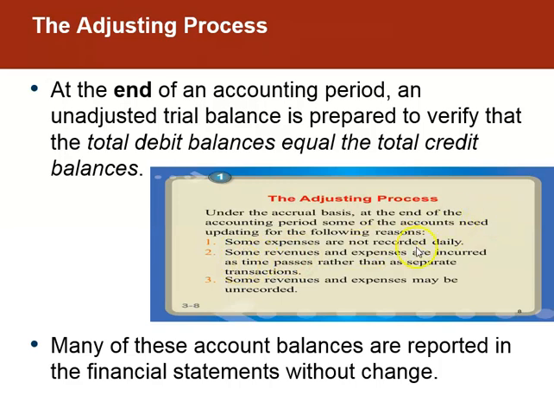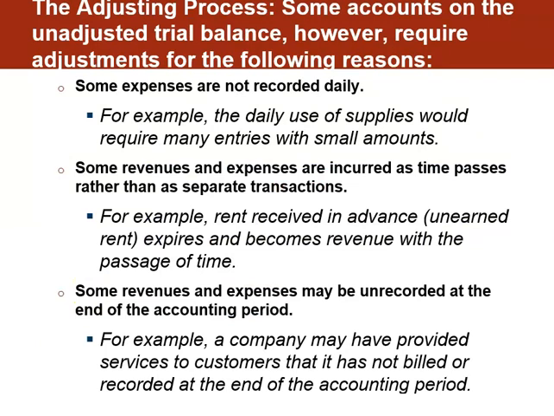Some revenues and expenses are incurred as time passes rather than as separate transactions. Again, this may not make any sense to you at all right now, but we're going to get to it. And then finally, some revenues and some expenses may be unrecorded. This is part of the adjusting process. Okay, let's move on, and hopefully this will slowly become clearer to you as we go.